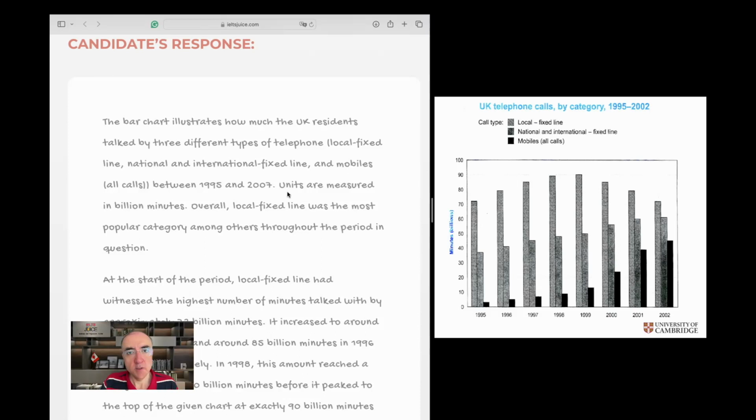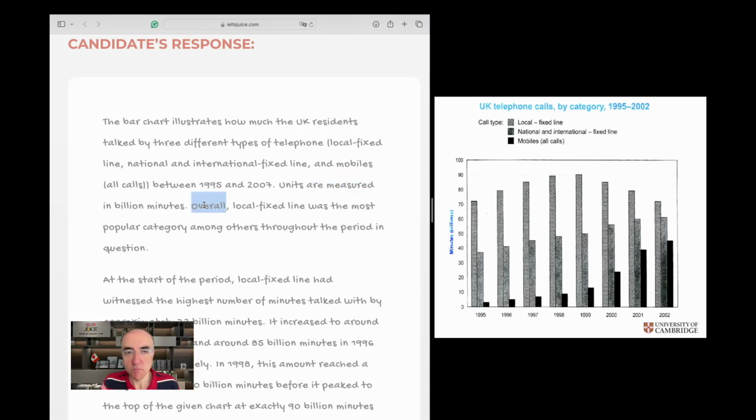And units are measured in billion minutes. I don't mind present simple here. At the beginning, when you're just talking about the features of a map or a chart or a diagram, you can still use present simple, but just for a limited number of sentences and usually at the beginning. We should soon transit from present simple to past simple because all the information refers to the past.